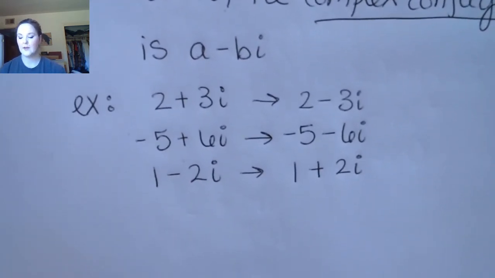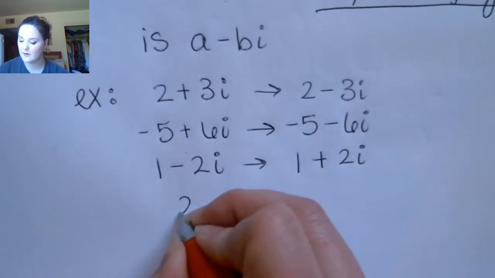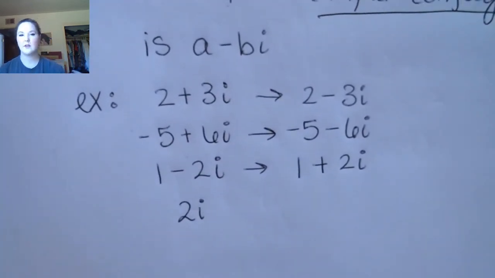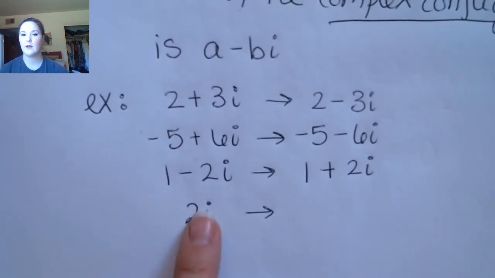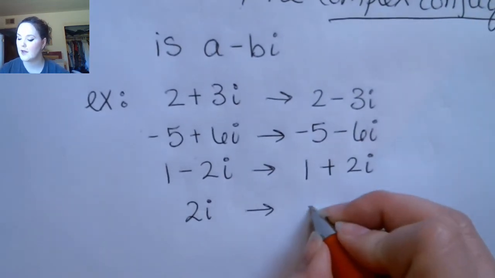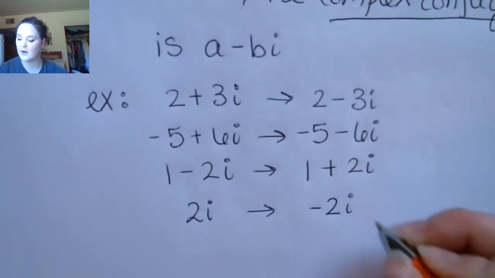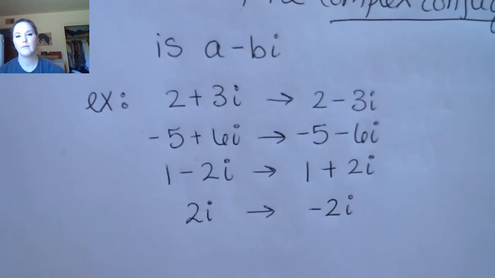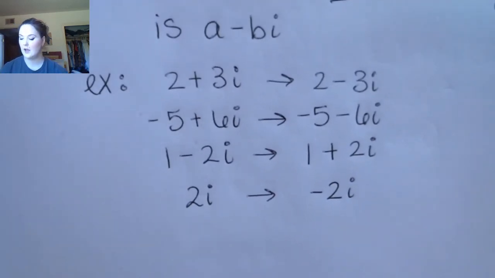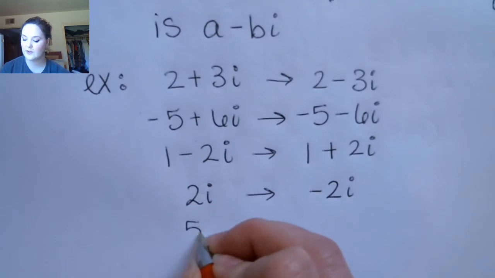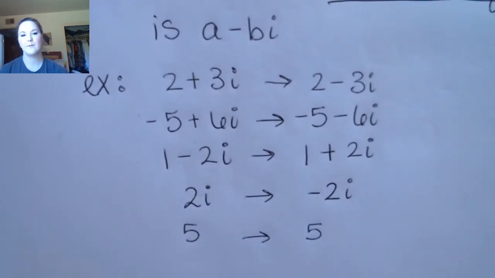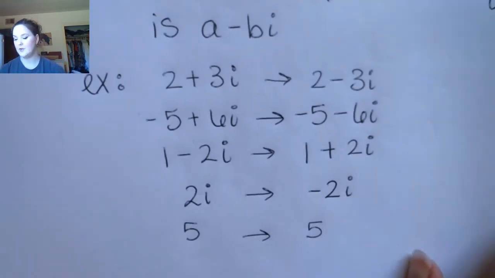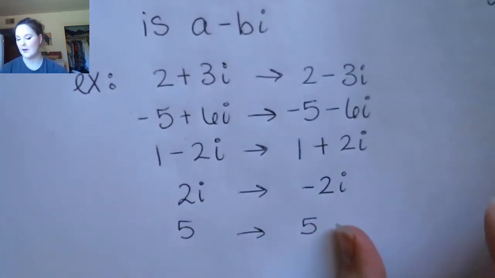Now here are some trickier ones. If you have just an imaginary number, remember the real part is 0, so the real part of the complex conjugate will still be 0. The imaginary part is 2i, so the imaginary part here is going to be negative 2i. And then what if you have just a real number? It's its own complex conjugate. You don't see that very much, but I just thought I would point that out.